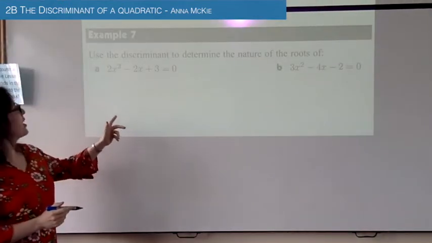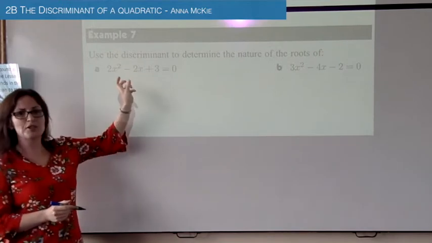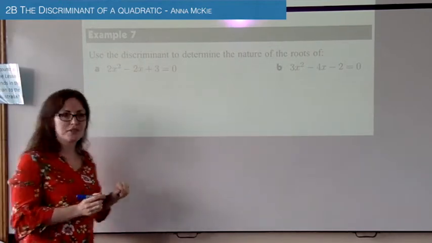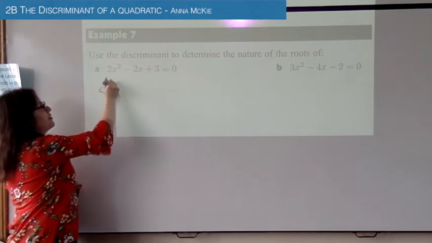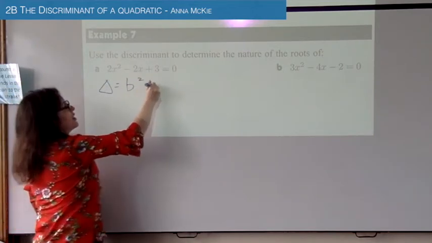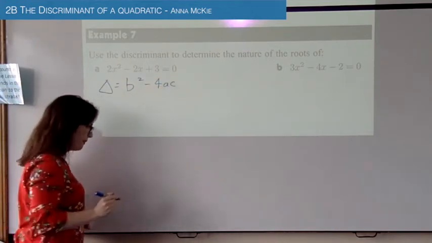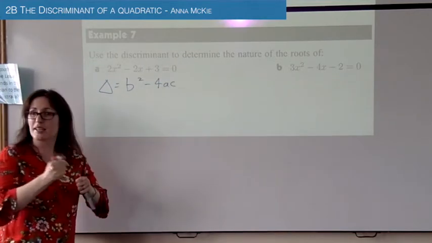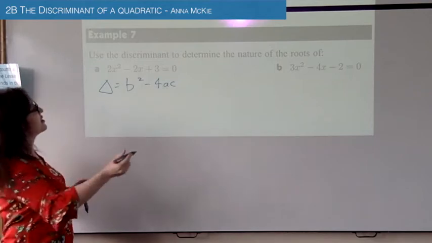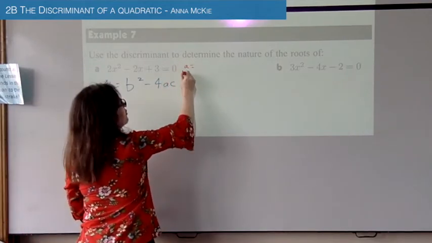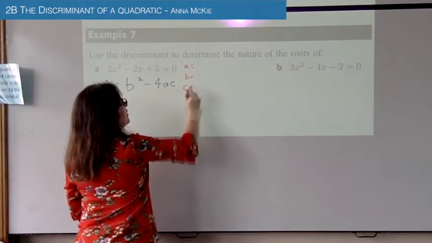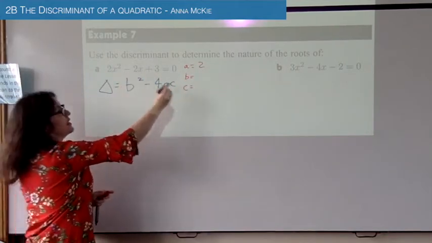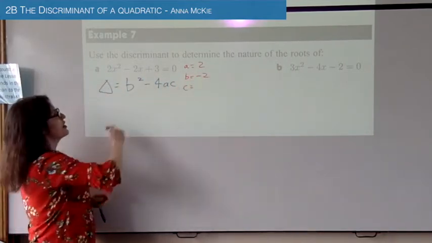So moving on to some examples here. It's asking us to use the discriminant to determine the nature of the roots. So discriminant, write that down, b squared minus 4ac. A tip that I find really handy for each question, before you even get started, is to write out your a, your b and your c. You might write them off to the side. So a here is 2, so it's the coefficients, -2, don't forget your negative signs, and 3.